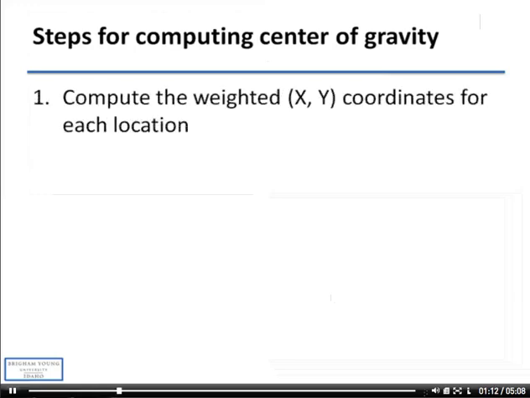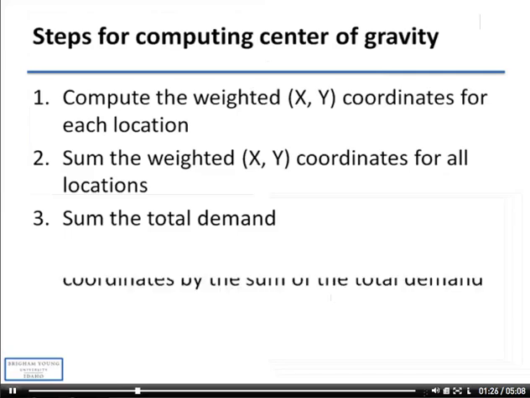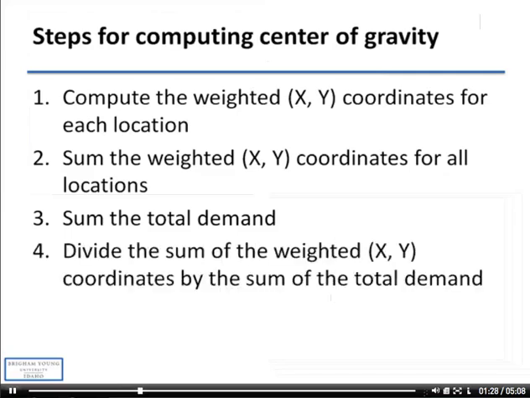We'll begin by computing the weighted XY coordinates for each location. Then we will sum the weighted XY coordinates for all locations. We will also sum the demand for all regions, the combined demand, and then finally we will divide the sum of the weighted XY coordinates by the sum of the total demand, and that will give us our weighted XY coordinates, or the ideal location for our warehouse.